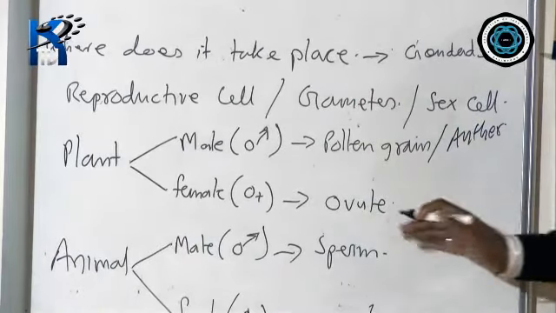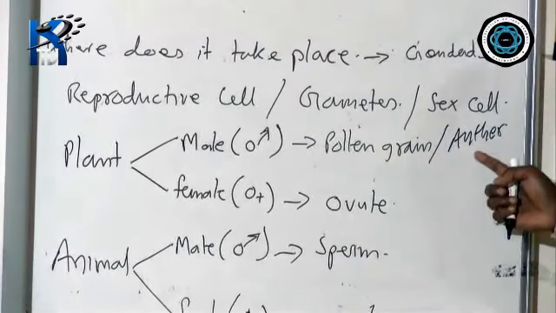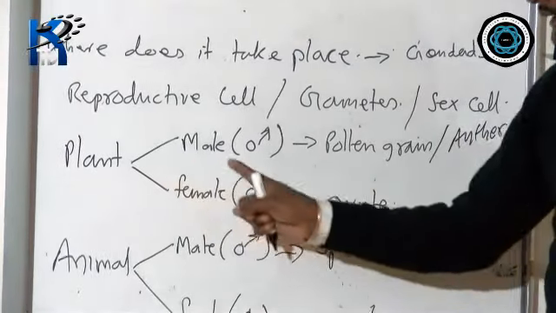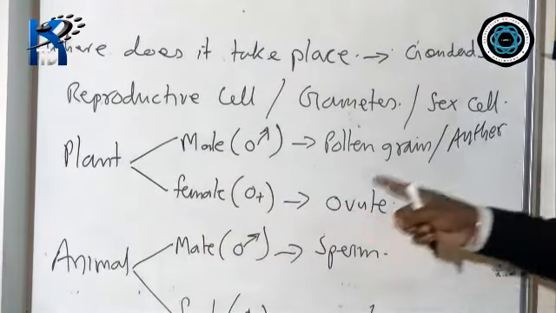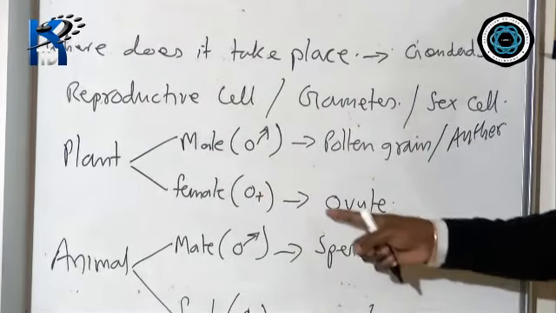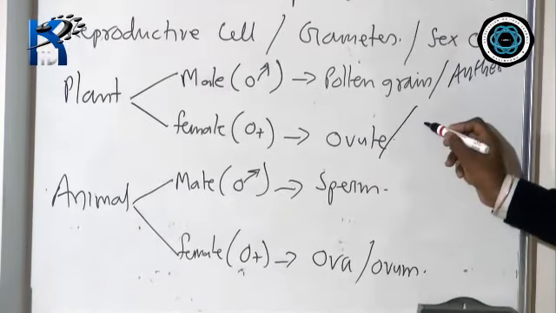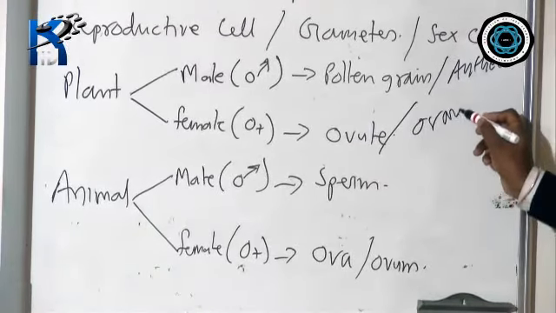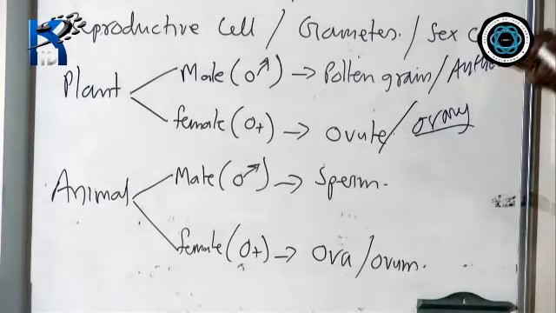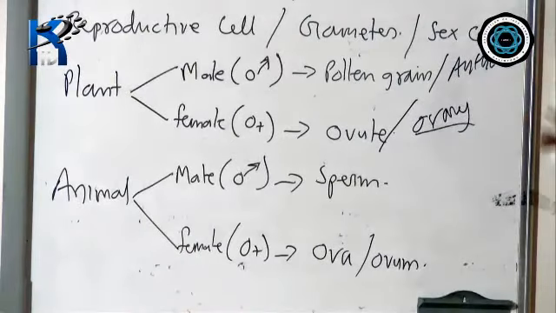So what is the name of the reproductive cell? Pollen grain. What is the organ for production? Anther. Then in the plant, you see the female reproductive part, that is the gynoecium. What is the reproductive cell? It is the ovule. The ovule gets produced from the ovary, so the ovary is the female reproductive part, and that belongs to the gynoecium.